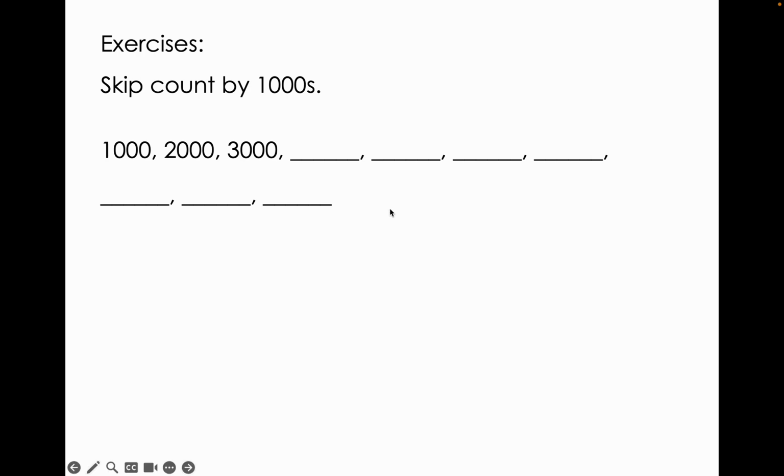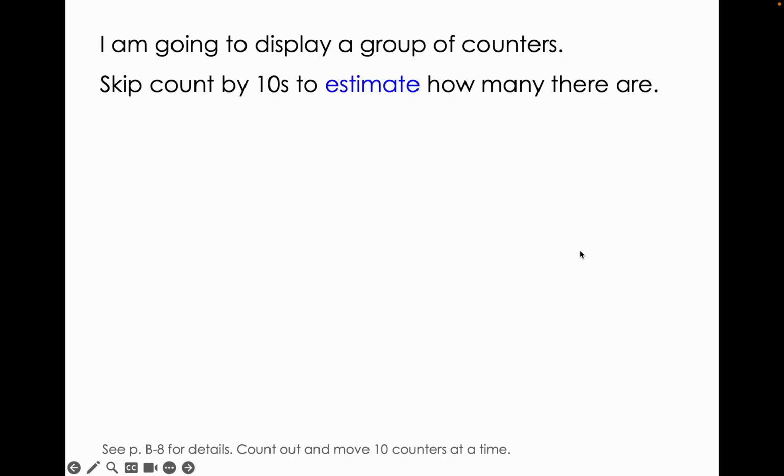So go ahead and do this exercise. Skip count by 1,000. Pause the video and do that now. Okay, you should have 4,000, 5,000, 6,000, 7,000, 8,000, 9,000, 10,000.